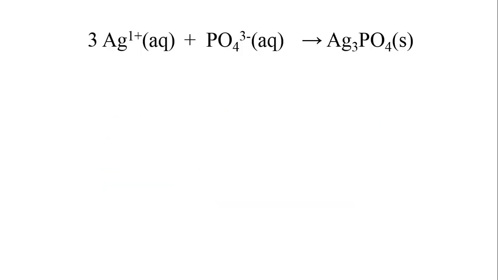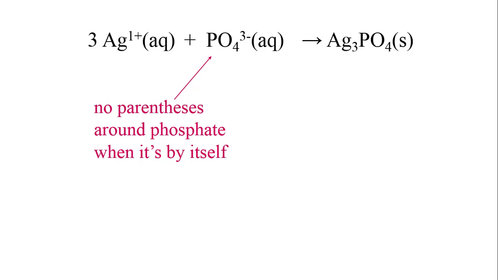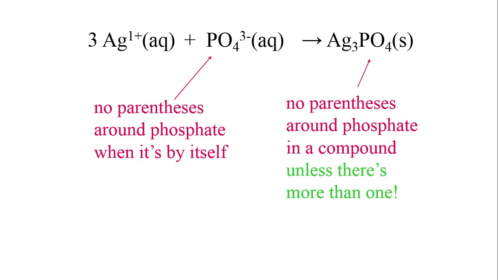A note on using parentheses in chemical equations. Aside from the states of matter, there are no parentheses in this balanced equation. We do not put them around the phosphate ion on the reactant side. Even if the coefficient were greater than 1, we would not use them when phosphate is by itself. We do not put them around the phosphate ion in the product either.